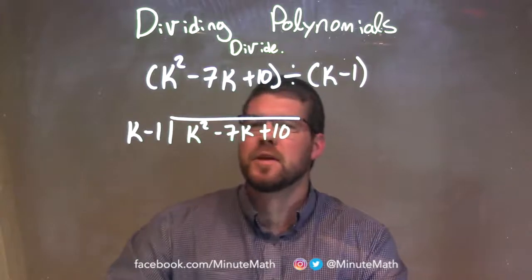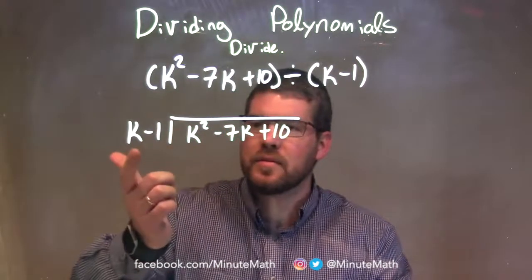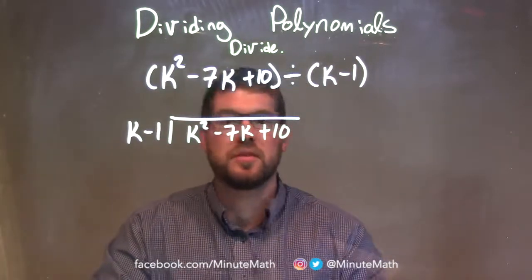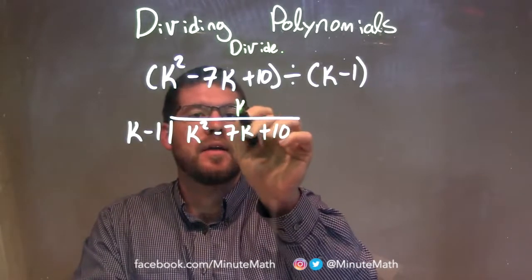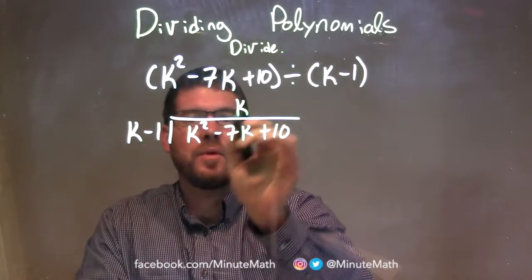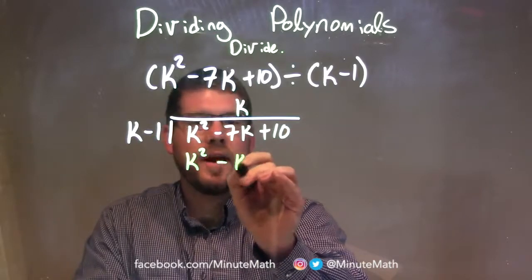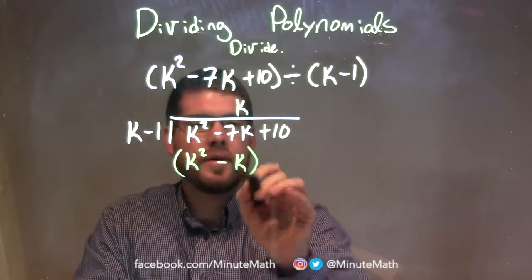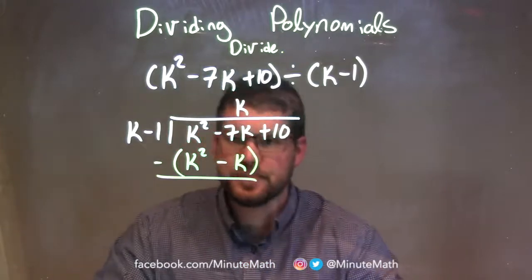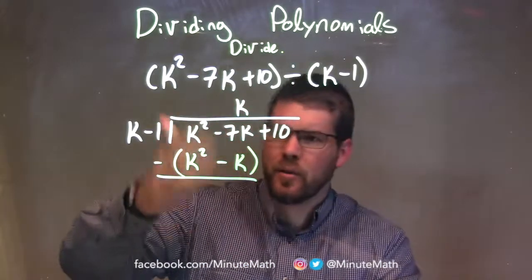Okay? So now I'm going to ask, what times k gives me k squared? It's simple, just a k. So we put a k there. k times k gives me k squared, so I'll write that down there. And then k times minus 1 is a minus k. Now we're going to subtract this from the numerator, or from what's above it.